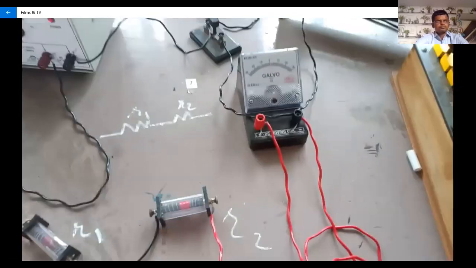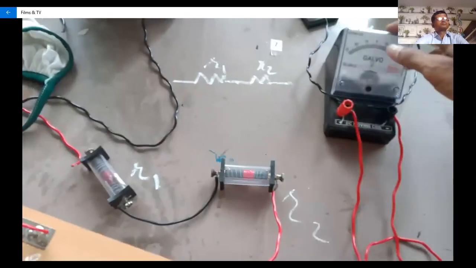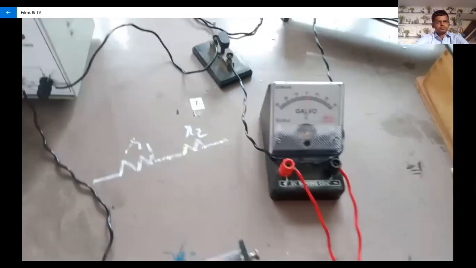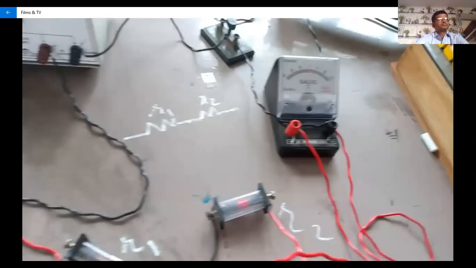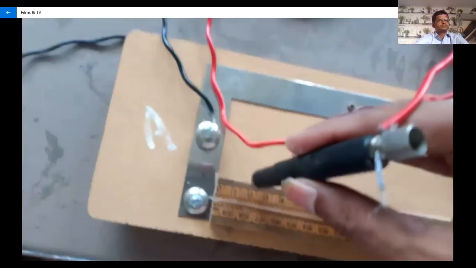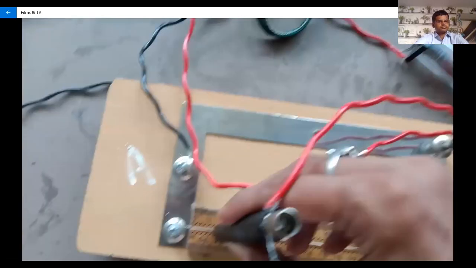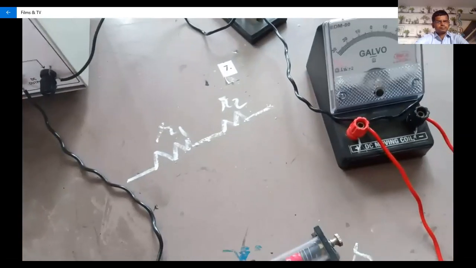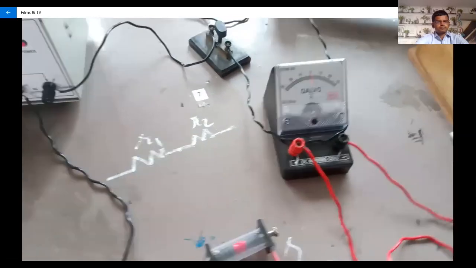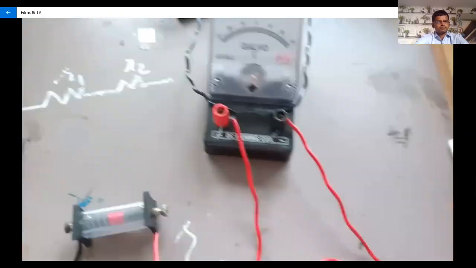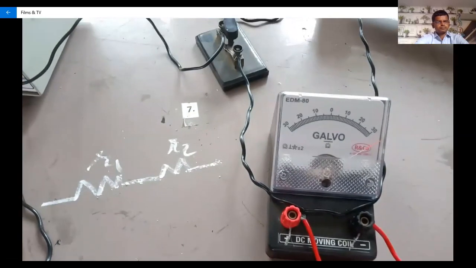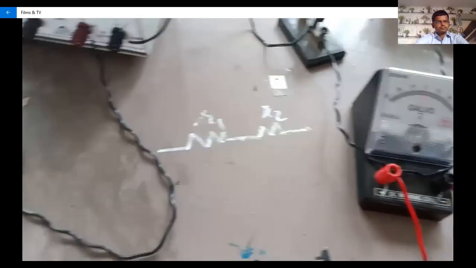Now after the connection, we check again with the help of the jockey key. Here you see the galvanometer at 0. Suppose we put the jockey key on the A surface, you find the galvanometer moving to the left side, and after the jockey key is put on C, at that time you see the galvanometer moving to the right side.